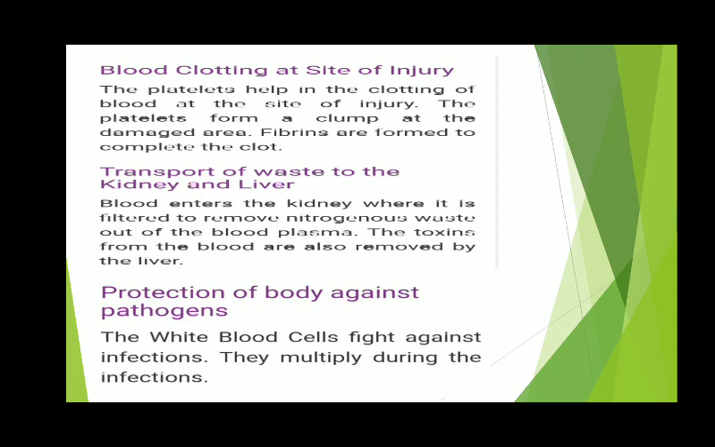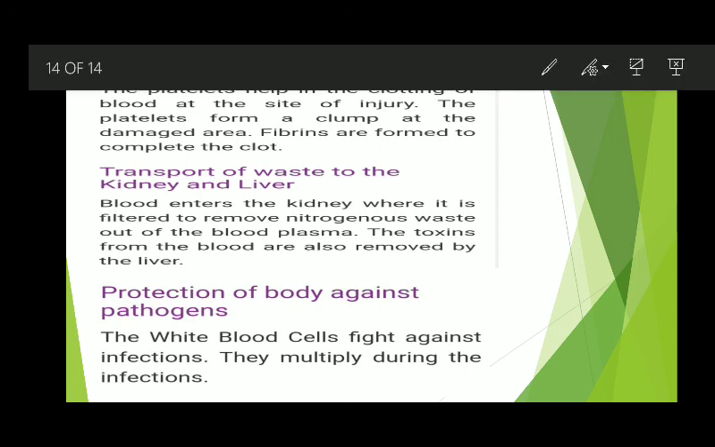Blood protects our body from disease. This is because blood has a protection of the body against pathogens due to presence of white blood cells in our blood. Okay? Our blood helps to maintain body temperature. That was all about blood.